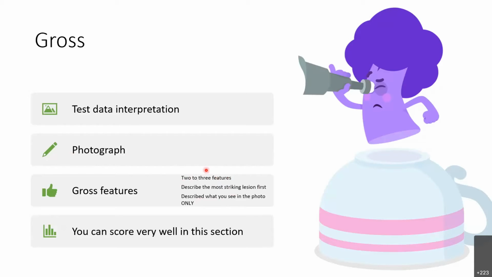So, for example, if the examiner asks you for 3 gross features that are available in the photograph, then there will be 1 mark given for each feature. So what you have to do is just, as I mentioned previously, describe what you see in the picture. So you will score very well in this section.